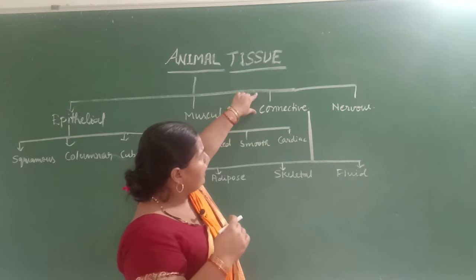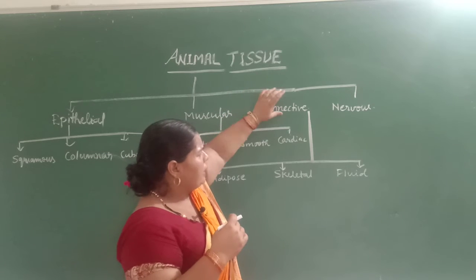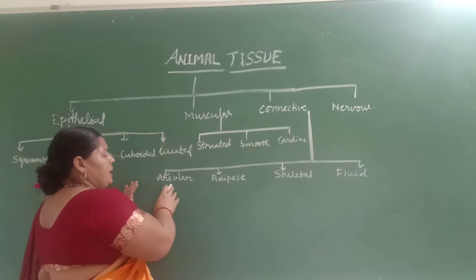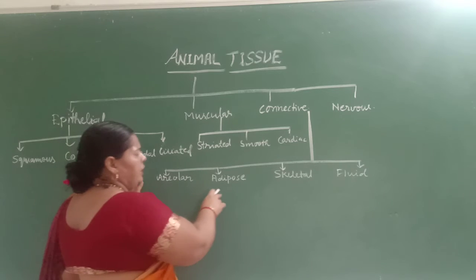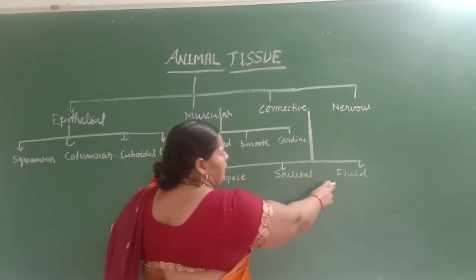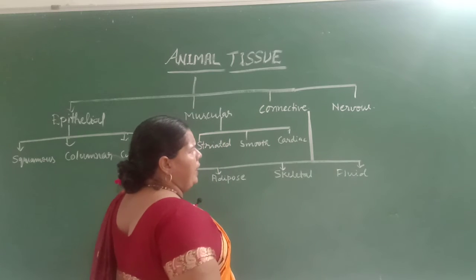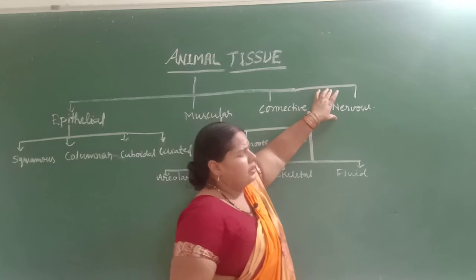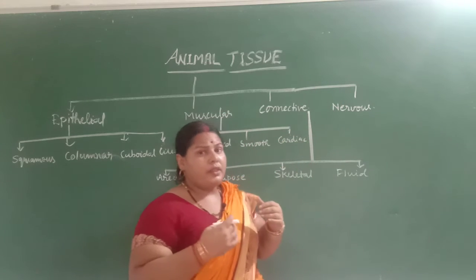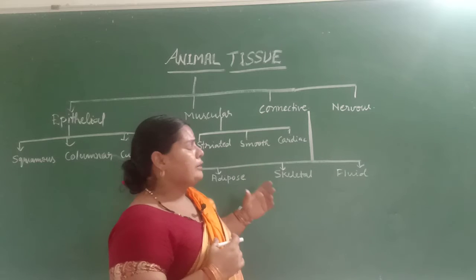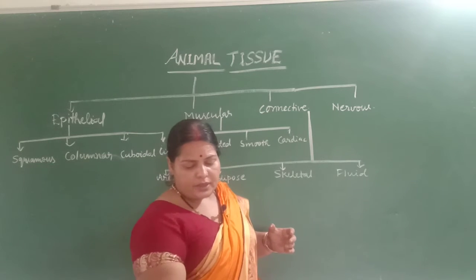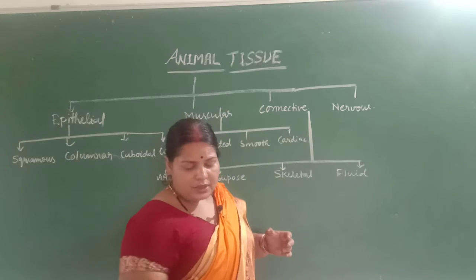Third is the connective tissue. Connective tissue is further divided into 4 groups: first areolar tissue, second adipose tissue, third skeletal tissue, and fourth fluid. And next is the nervous tissue. We can divide the connective tissue into further groups, which are very necessary in animal tissue.